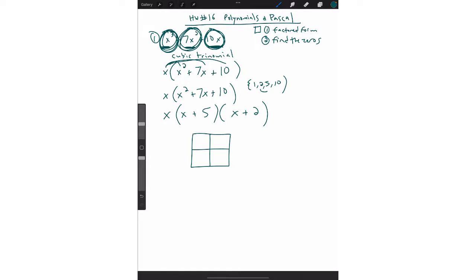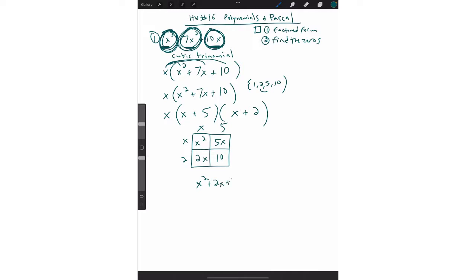If I multiply this out, x times x is x squared, x times 5 is 5x, x times 2 is 2x, and 2 times 5 is 10. I add all that together and I get my original x squared plus 7x.